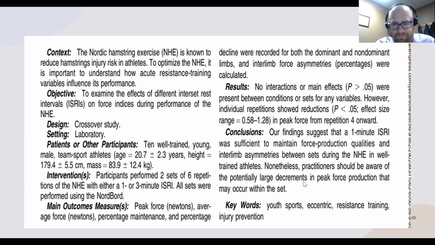Once again, with the conclusion, they summarize their findings very quickly in relation to their objective and purpose. But what's the one thing they gave us, like we just talked about? They gave us one takeaway point. It says, nonetheless, practitioners should be aware of the potentially large decrements in peak force production that may occur within a set. And they gave us some keywords down here.